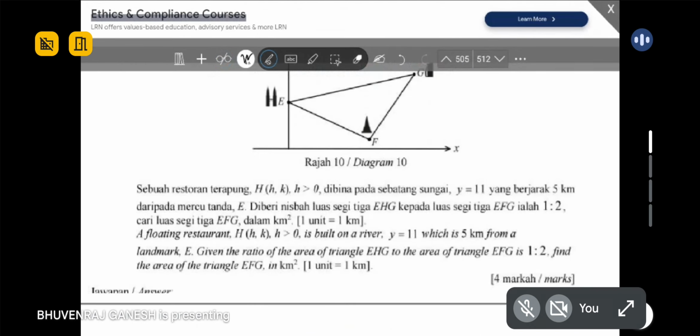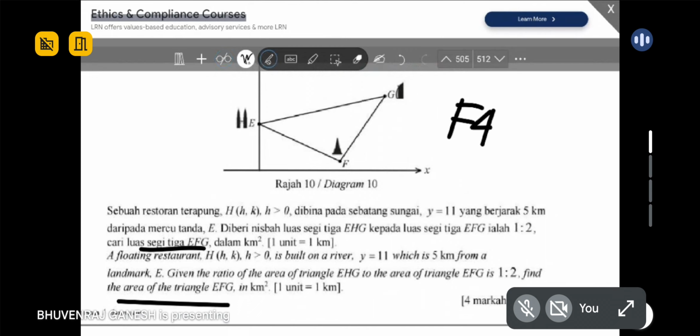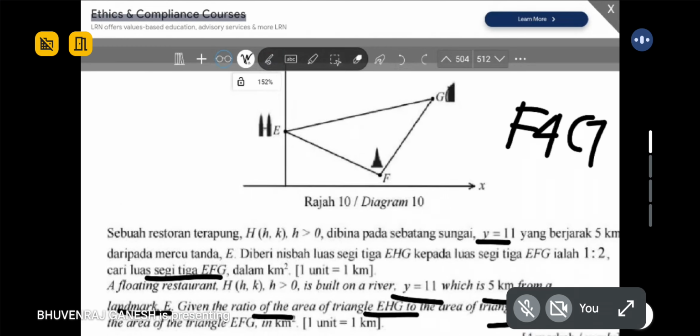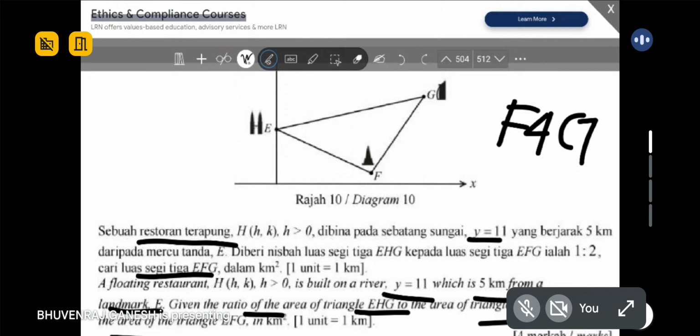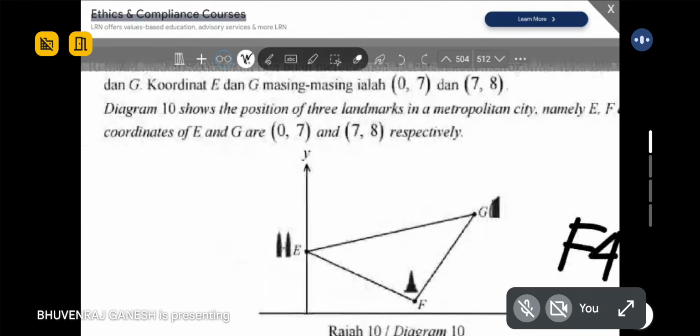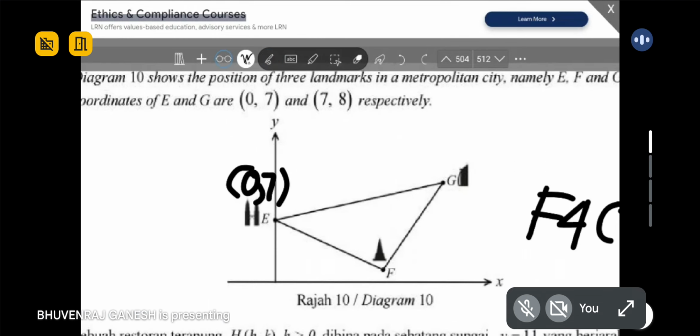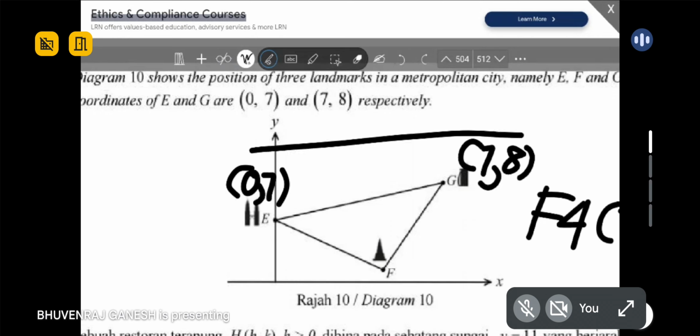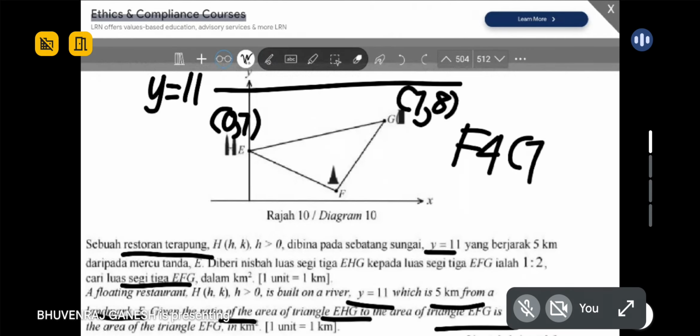Okay, so for this question, guys, they ask you to find the area of the triangle, luas segitiga. This one is your coordinate geometry, Form 4, Chapter 7. Again, y equals 11, 5 km from the landmark E, and they give you the ratio of EHG to EFG, 1 to 2. Okay, this is a good question. They say there is a floating restaurant H. Ada satu restaurant terapung. We don't know the coordinate. It's a river, y equals 11. So you just draw a line randomly. You see over here, coordinate of E is 0, 7. Coordinate of G is 7, 8. So 11 may be somewhere here on top. This is y equals 11, for example. They say 5 km from landmark E.